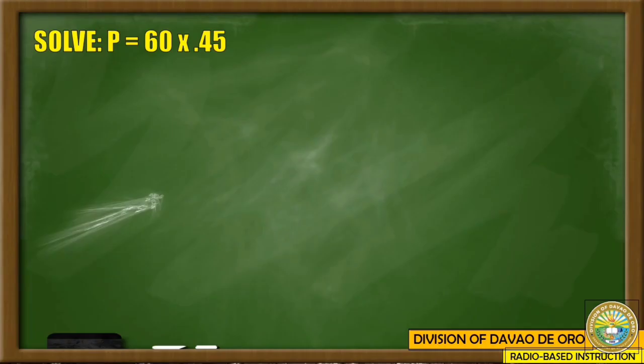Okay, let's solve for the value of percentage. P is equal to 60 times 0.45. First, we will copy 60 times 0.45, then we will multiply. And let's start with 5 times 0, which is very good, 0. 5 times 6 is equal to very good, 30. Okay, let's move to another number, which is 4. 4 times 0 is equal to very good, 0. 4 times 6 equals to very good, 24.